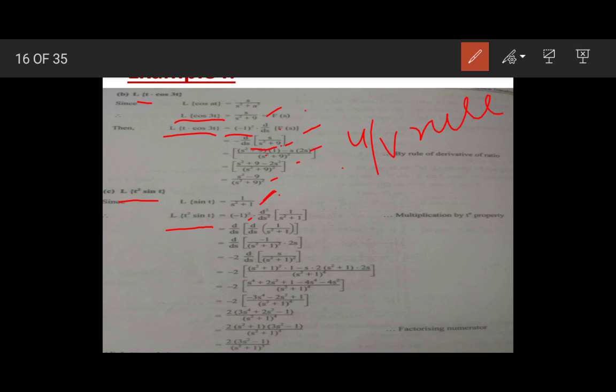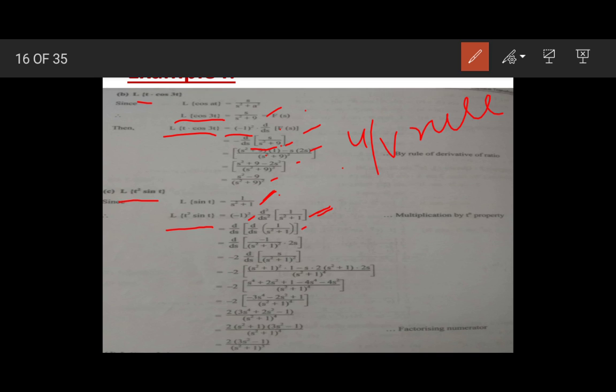That means minus 1 square into d2 into 1 upon s square plus 1 upon dx square. Okay, that means double derivative of this. So first let us differentiate this first.